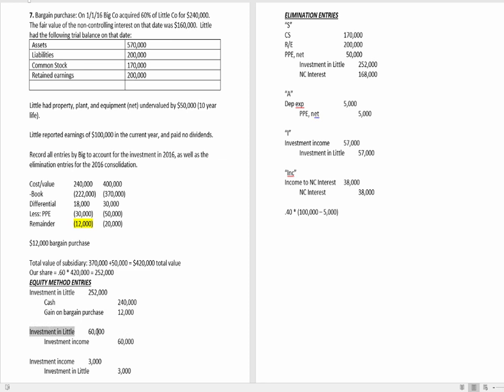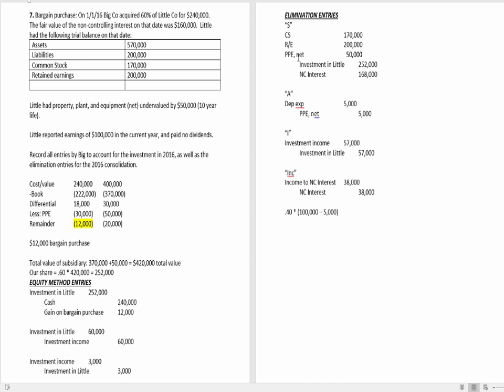We record our investment income. Little reports earnings of $100,000. Our share is $60,000. We've also got the differential amortization. Again, there's a $50,000 property, plant, equipment differential being amortized over 10 years at $5,000 per year. That's going to reduce Little's reported earnings, or that's going to reduce earnings by $5,000. Our share of that, $3,000, so we reduce our investment income.